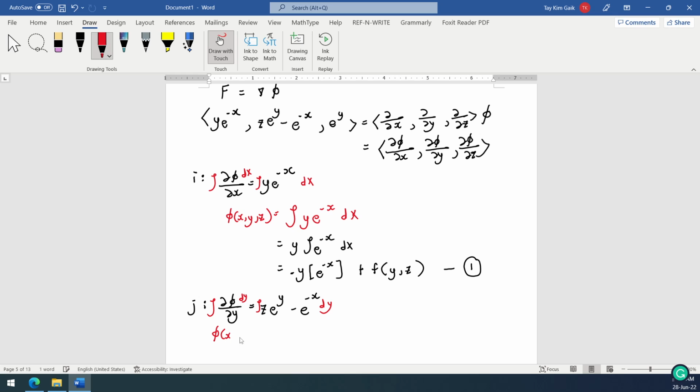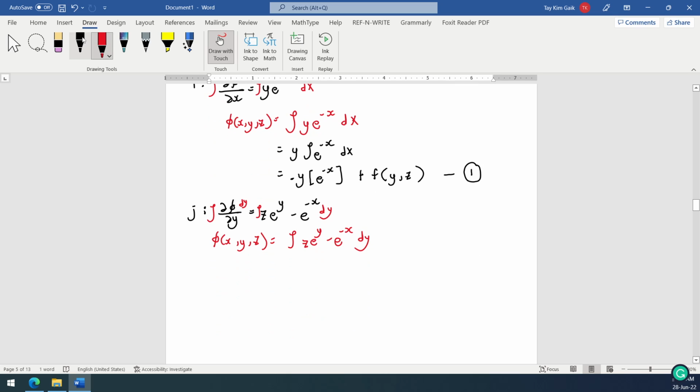That's why phi x, y, z equals, you integrate z exponent y minus exponent negative x with respect to y. So when you integrate with respect to y, x and z are constant. So integrate z exponent y where z is constant, so you get z exponent y. Integrating with respect to y, the whole term exponent negative x is constant, so you get constant multiplied by y. Your constant includes x and z. So this is the second equation.